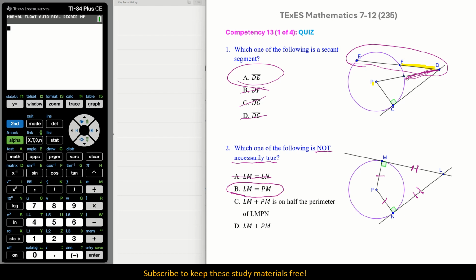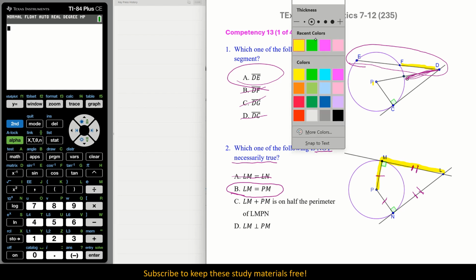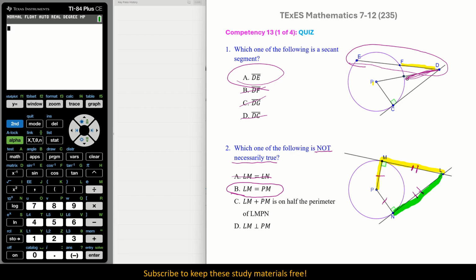But let's look at this LM plus PM. What you're doing with that one is adding that side of the figure, those two segments together. If you do that and go to the other side, then the green and the yellow have to be equal if you add them, because that's what they're saying is one half of the perimeter around. Yes, that's true, so that's obviously true. So it's not an option because we're asking for not.